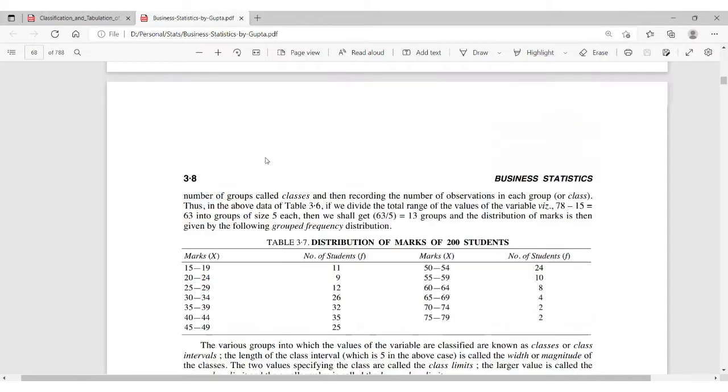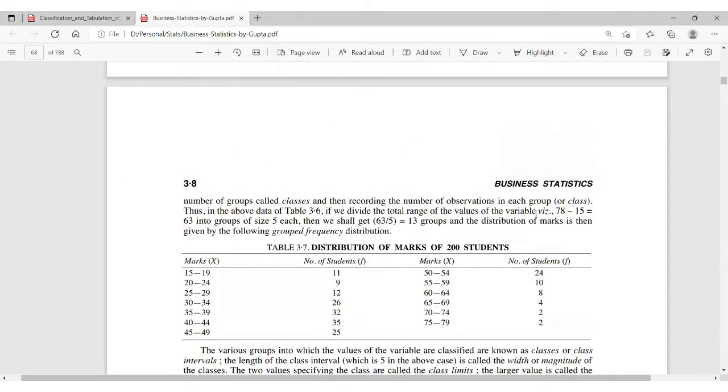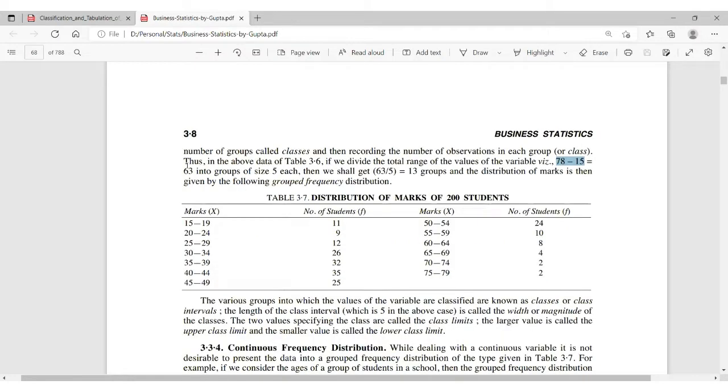So first of all, from the given data, we find out the range. Range is the maximum marks minus the minimum marks. 78 is the maximum, 15 is the minimum. This is called the range. We work out the range. Range comes to be 63, right?